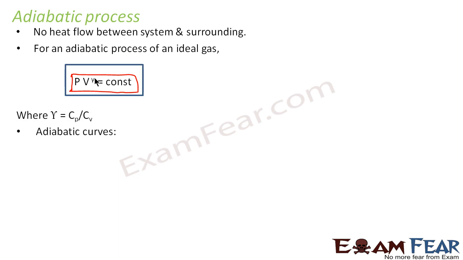Now similar to isothermal curves, we will have adiabatic curves. So adiabatic curve is also nothing but a plot between pressure and volume. Even here pressure and volume are inversely proportional to each other, so the curve appears somewhat like this. Look-wise, the curves for isothermal as well as adiabatic processes look similar, but there is a difference. We will look at the difference as we go ahead and solve numerical problems.